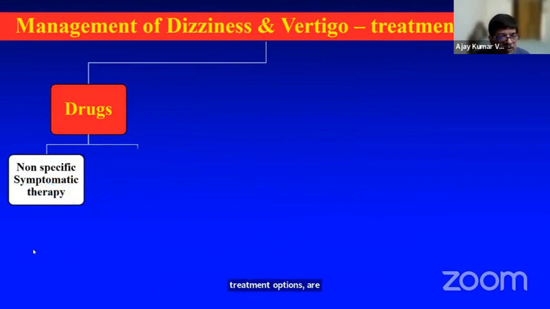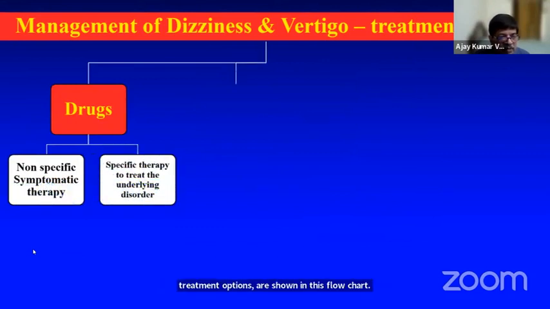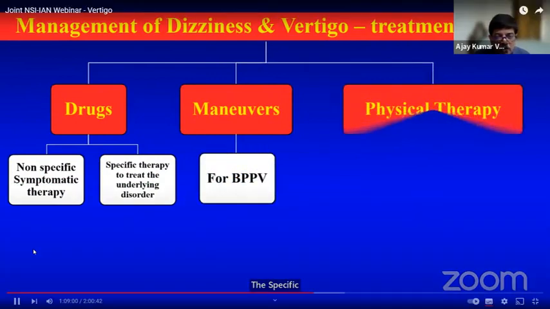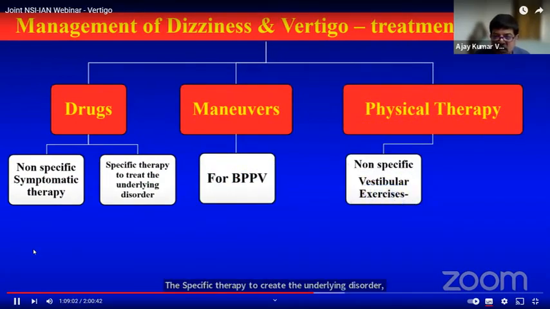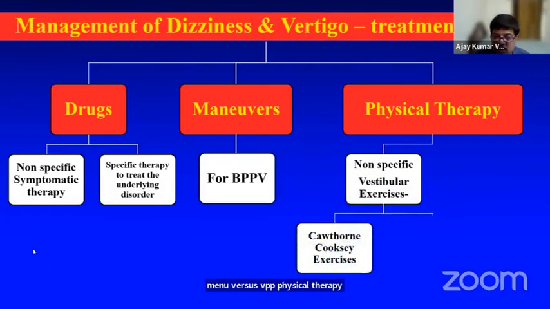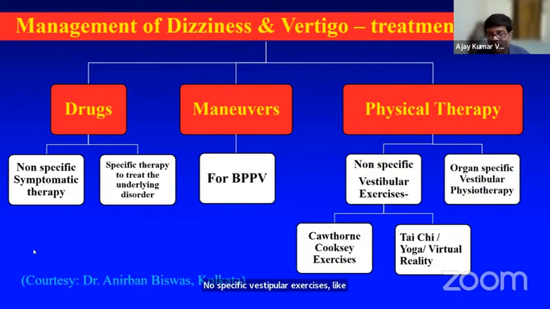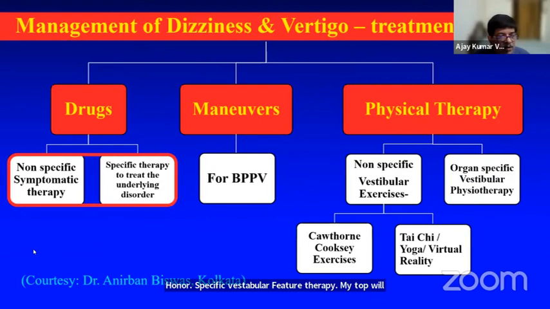The drugs for non-specific symptomatic therapy, mainly vertigo suppression drugs; specific therapy to treat the underlying disorder, maneuvers for BPPV; physical therapy, non-specific vestibular exercises like Cawthorne-Cooksey exercises, Tai Chi, yoga, virtual reality, organ-specific vestibular physiotherapy. My talk will be limited to non-specific symptomatic therapy, specific therapy to treat the underlying disorder, maneuvers for BPPV, and something on the time-tested Cawthorne-Cooksey exercises.